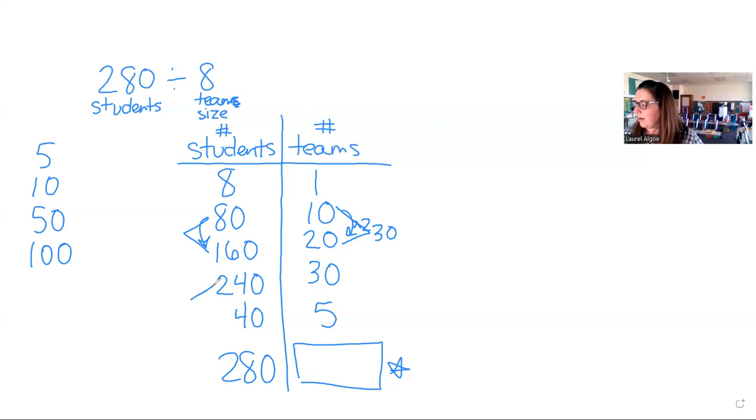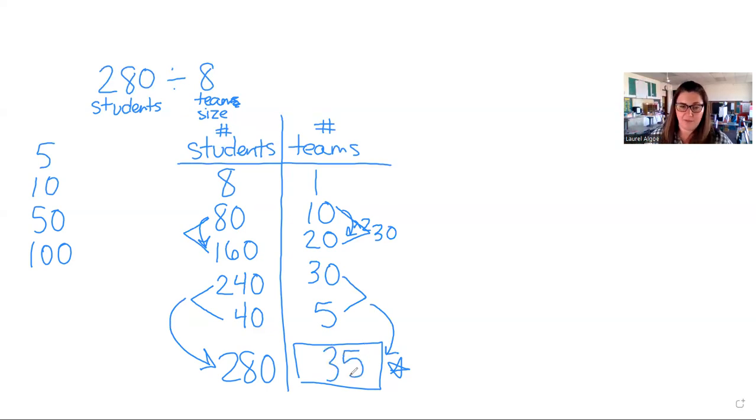So altogether then, if I have 240 students and 40 students, I'm meeting my goal of 280 students. So if I have 30 teams and 5 more teams, I'm going to have 35 teams in these events to get my 280 students to participate. So using a ratio table, I build in order to get to my goal, and I can go back and forward. It's a pretty fluid strategy.